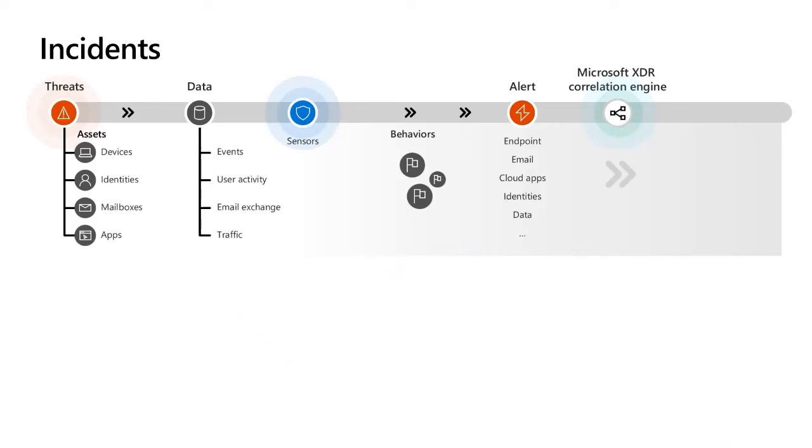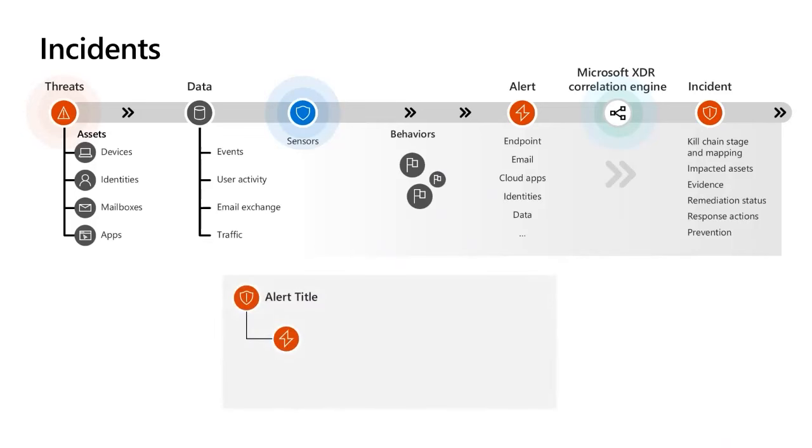And our XDR engine is doing all that correlation goodness that we spoke about. It's creating the kill chain stages and mapping. It's looking at the scope of the impacted assets and all of that sort of stuff. And then our XDR engine is going to look at all of these behaviors as they're playing out in real time.